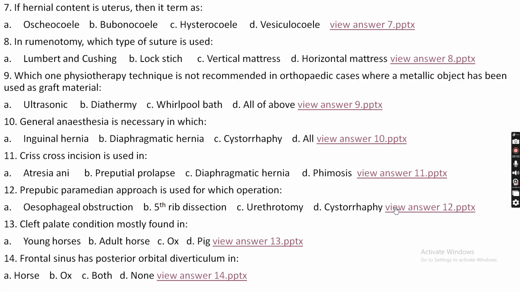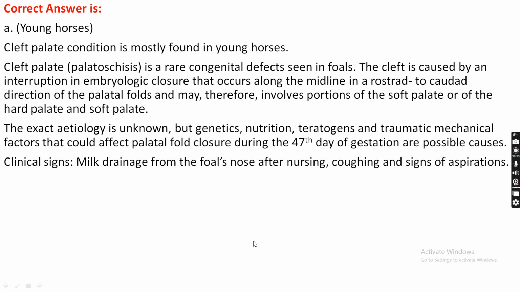Question number 13. Cleft palate condition is mostly found in option A, young horses, option B, adult horses, option C, ox, option D, pig. The right answer is option A, that is young horses. Cleft palate, there is a cleavage in the palate. This condition is mostly found in young horses.